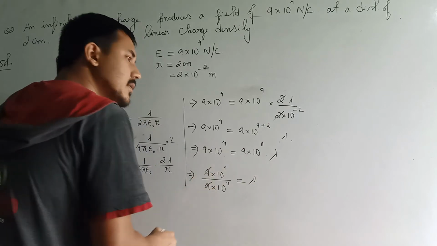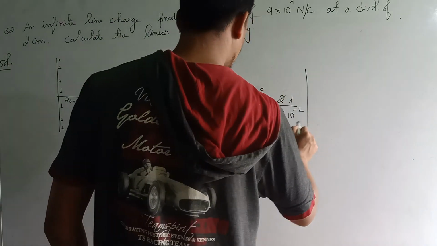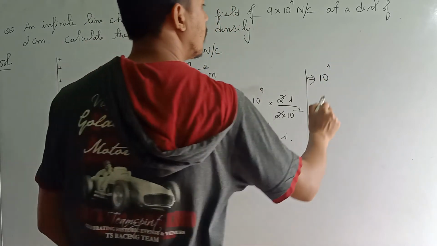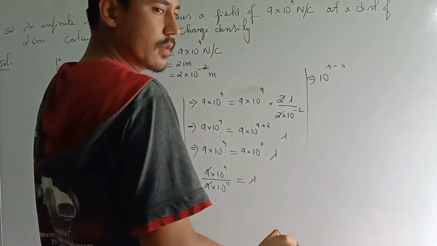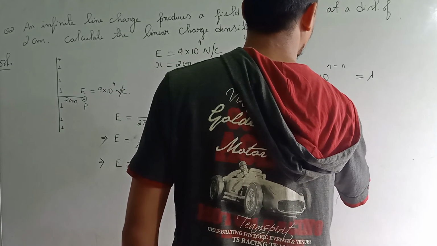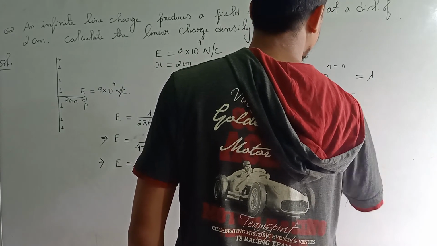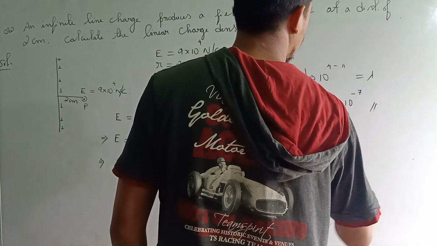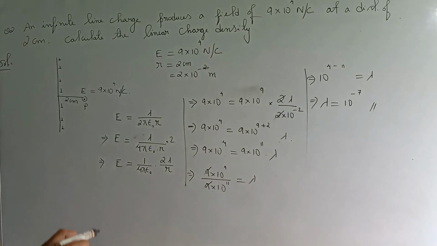So 9 cancels out. In that case, this implies 10 to the power 4 minus 11 will be equal to lambda. In that case, your lambda will be equal to 10 to the power minus 7. Is it okay? Lambda will be 10 to the power minus 7.